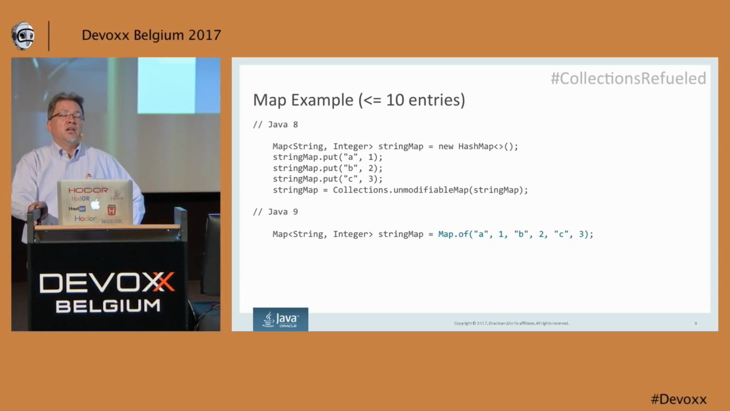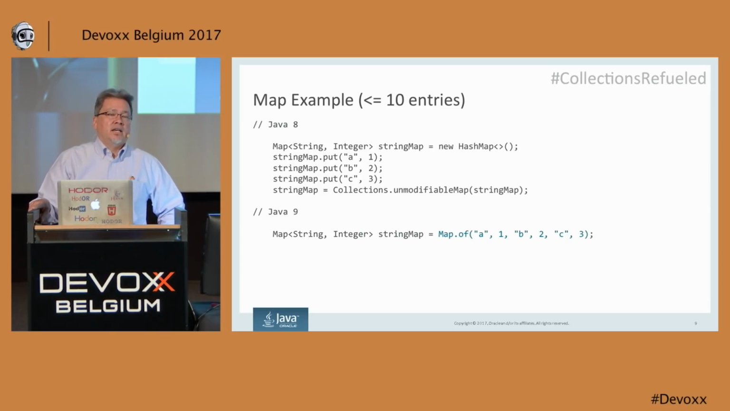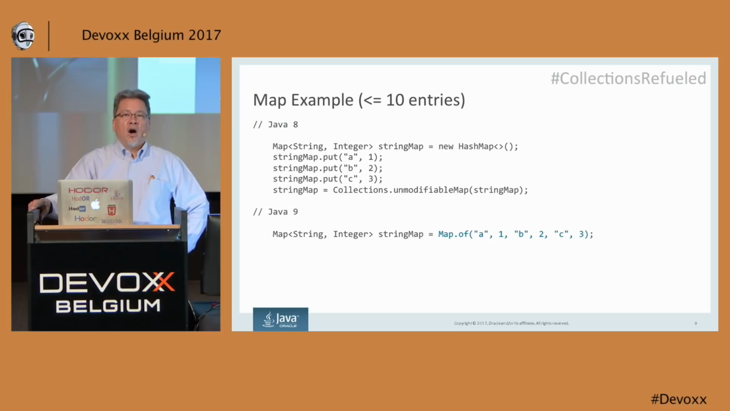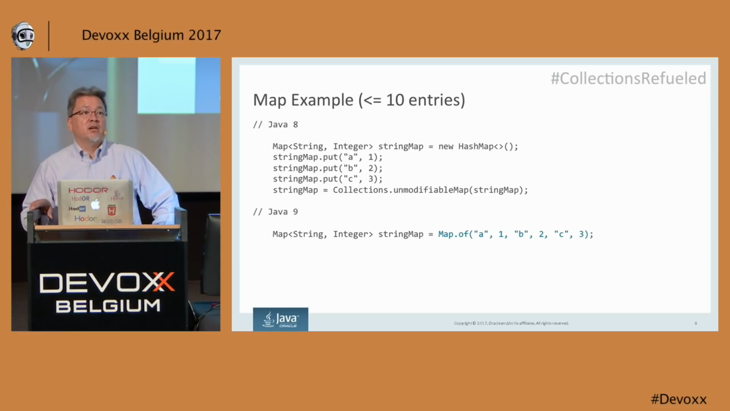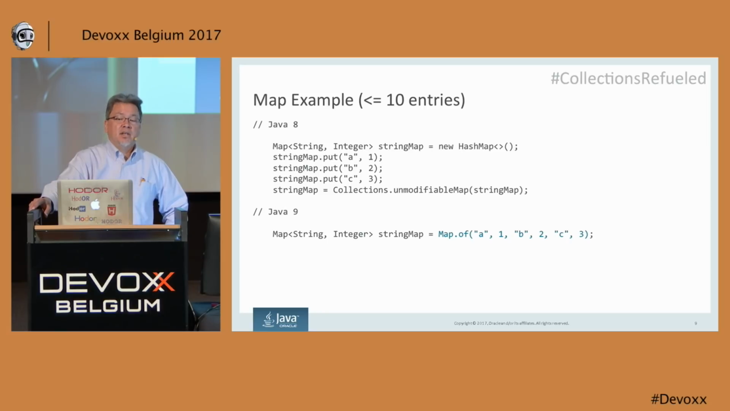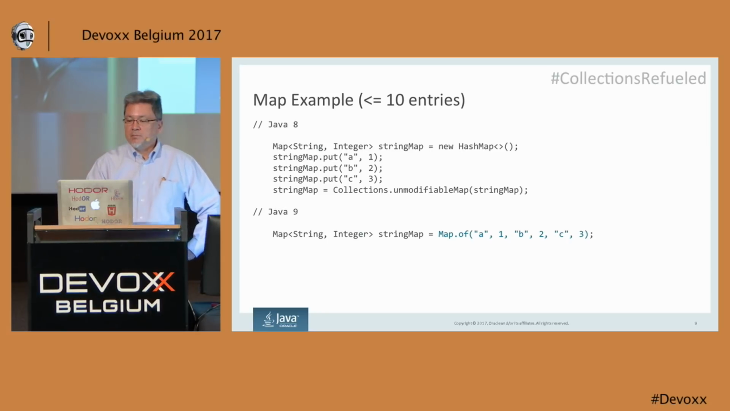Also, you might have heard that in the next release, we are working on something called local variable type inference, or var. This type inference works here as well. I don't have an example, but you can say var stringMap = Map.of(a, 1, b, 2, and so forth, and it gets the right type. So it's very convenient to use with new features in upcoming releases.